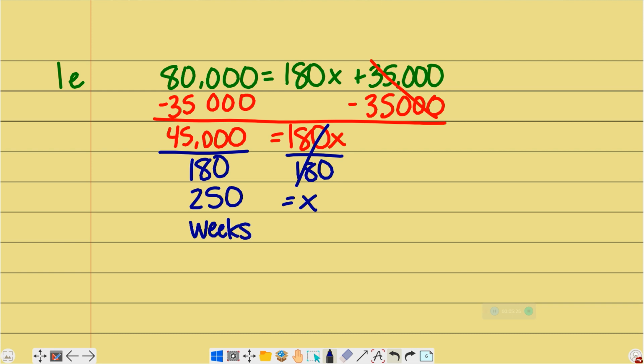We need to know how many years, because it says, using your function, determine how long in years. There are 52 weeks in a year. So 250 divided by 52 will tell us how many years. That comes out to 4.81 rounded. So it's going to take almost 5 years to distribute that many cans.